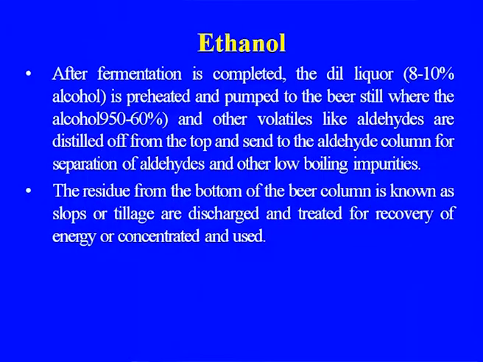After the fermentation is complete, the dilute liquor, which may be 7 to 8%, or that will vary, 8 to 10% alcohol, is pre-heated and pumped to the beer still, where alcohol of 50 to 60% strength and other volatiles like aldehydes are distilled off from the top and sent to the aldehyde column for separation of the aldehyde. This is the impurity present in the process, along with other low boiling ones. The residue from the bottom of the column is known as slops, or spent wash, which is discharged and treated for recovery of energy, or concentrated and used.